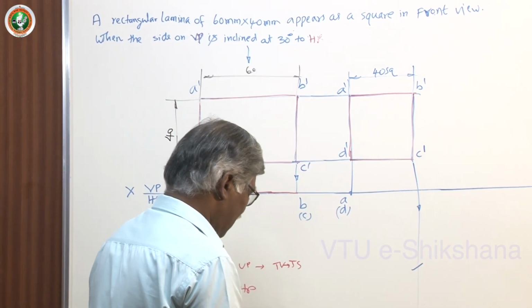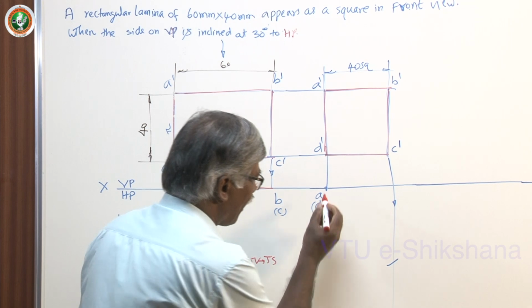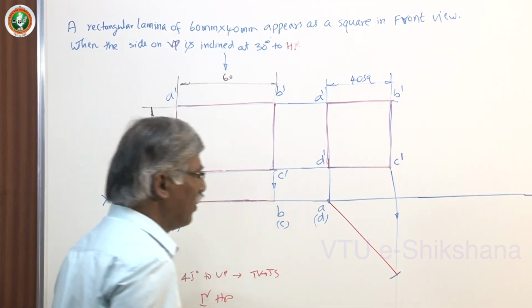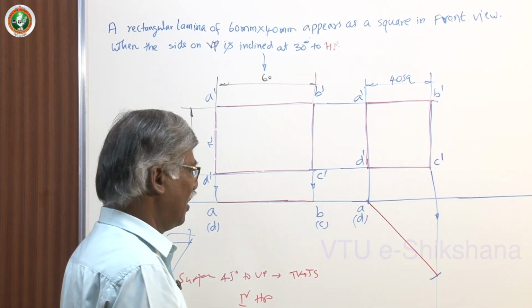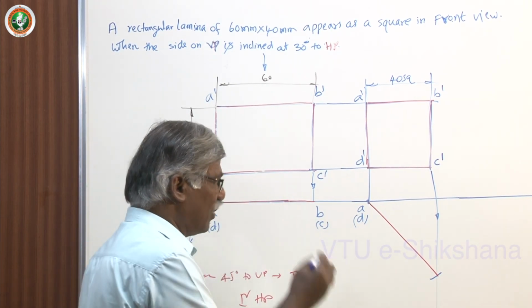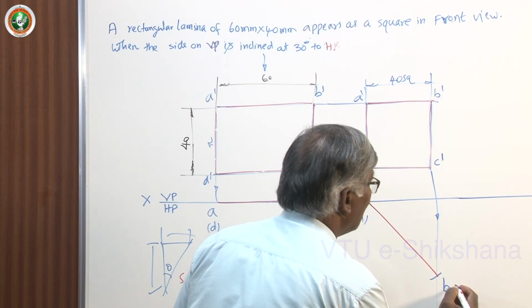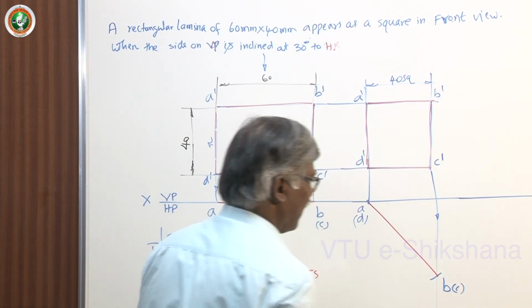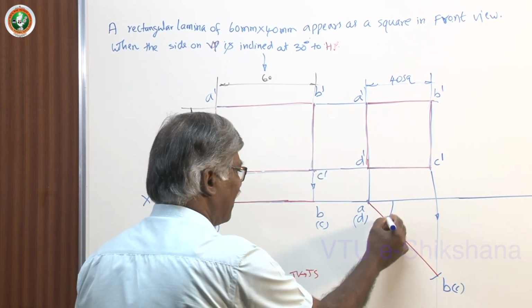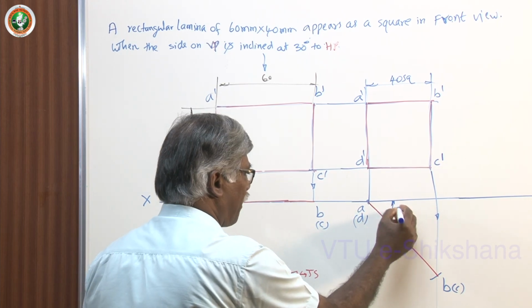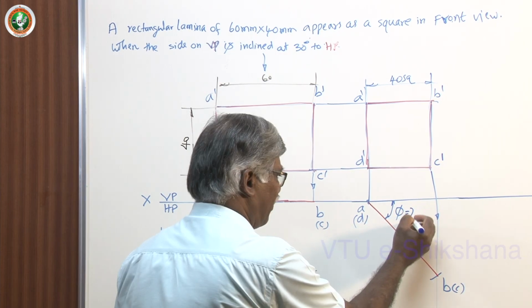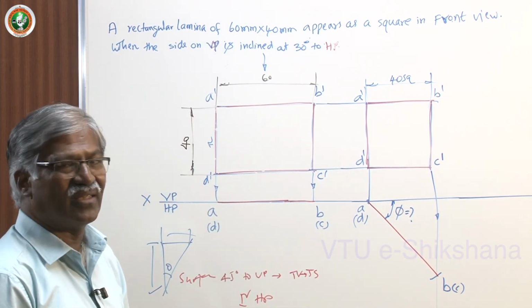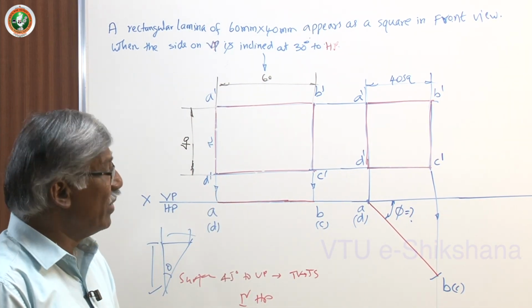Now darken this figure, because this is the true length of the longer edge, that is nothing but the front top view length. Now B is visible, C is not visible. Now automatically you get the angle. You have to measure this. Sometimes they will ask you how much is the inclination of the lamina with VP.